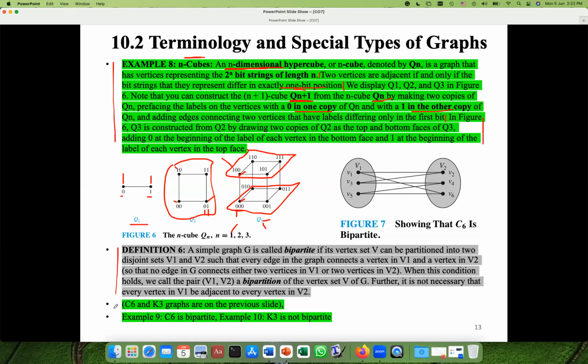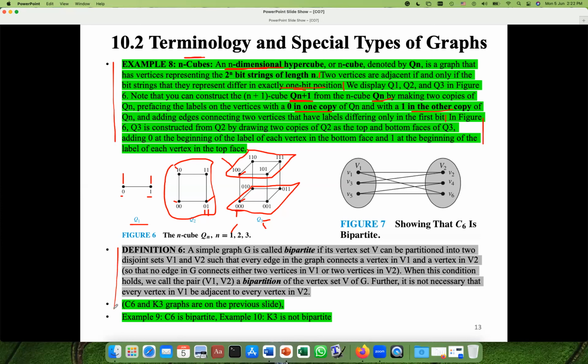Now we have the definition. This definition is about bipartite graphs, and if that condition holds in some graph, then that condition would be called bipartition. We will see. If you are given some graph, for example like this, first you have to divide that graph's set of vertices into two subsets.